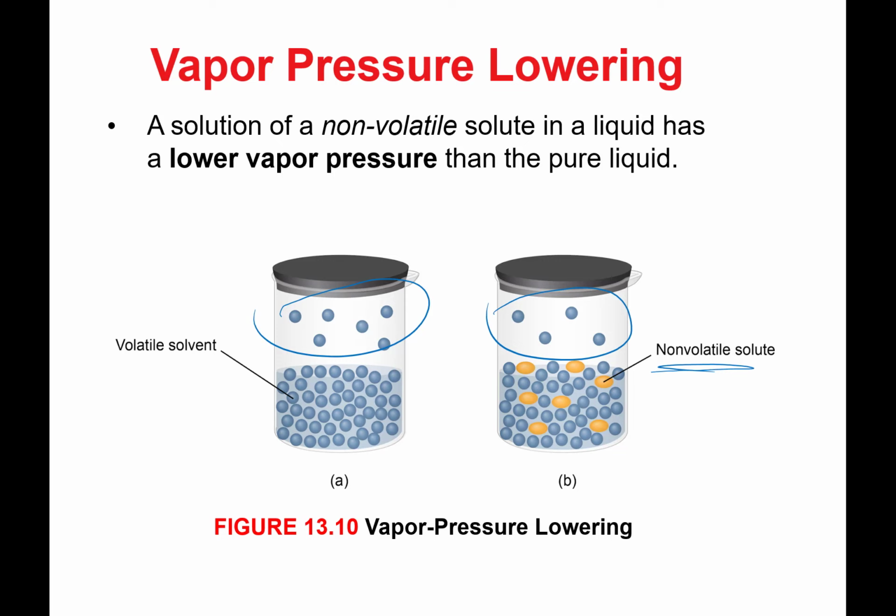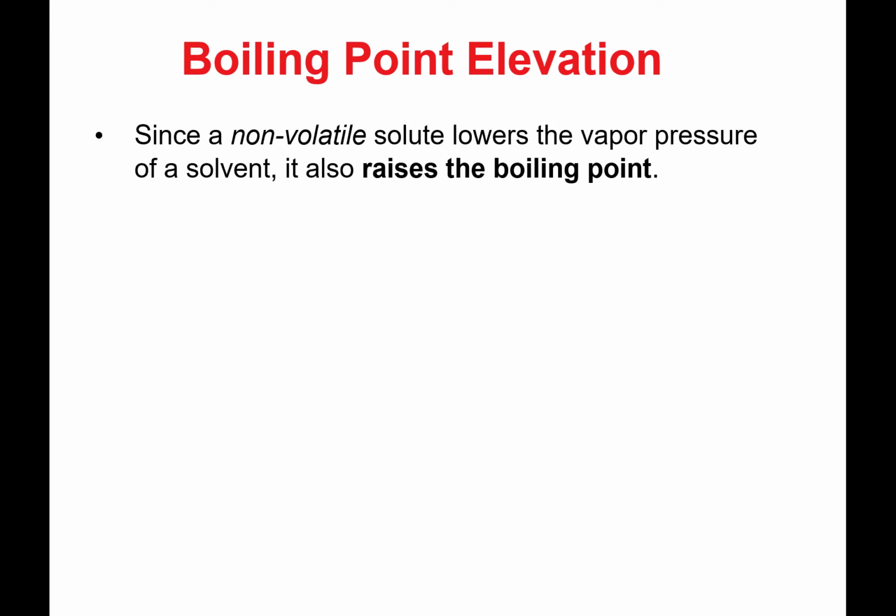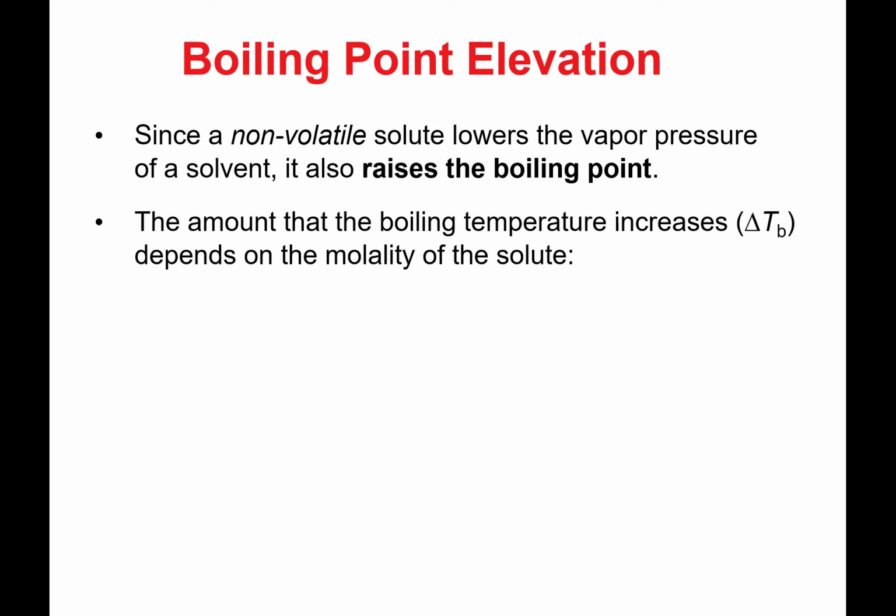Now, so we've learned that the boiling point of a liquid is the temperature at which the vapor pressure equals atmospheric pressure. So if you lower the vapor pressure at a certain temperature, that means you would have to increase the temperature to make the liquid boil. So the liquid is going to boil at a higher temperature than if there was no solute present. And so this is referred to as boiling point elevation.